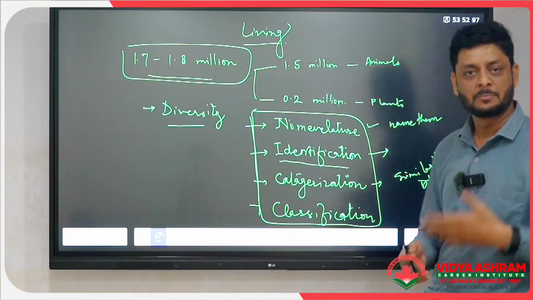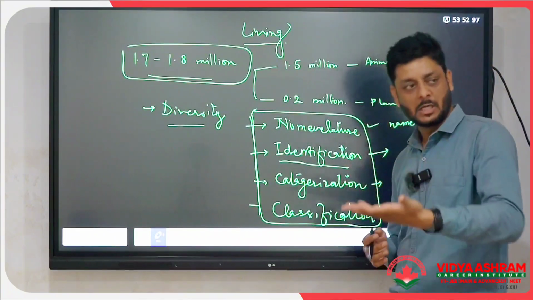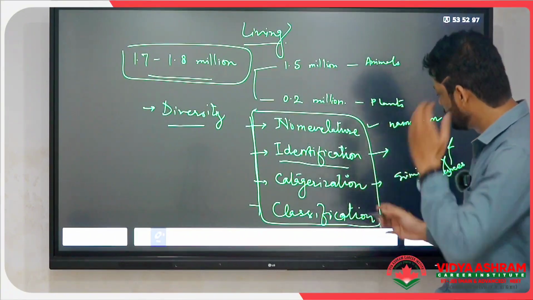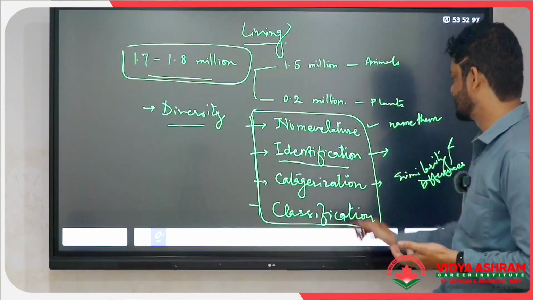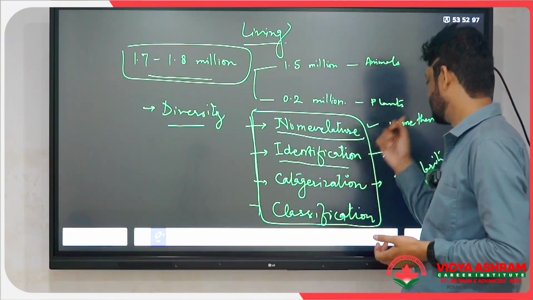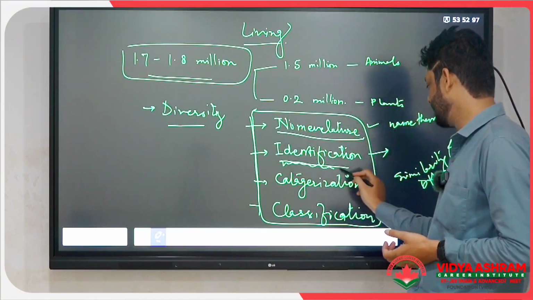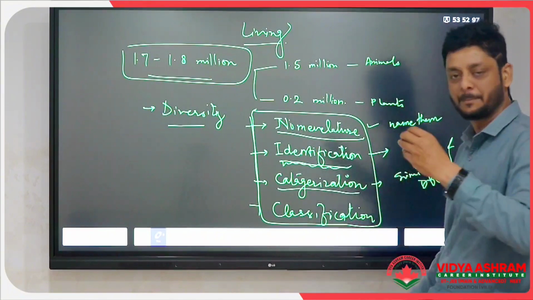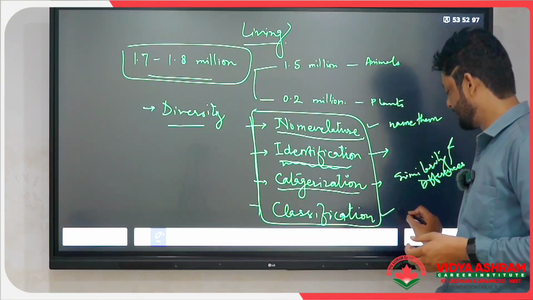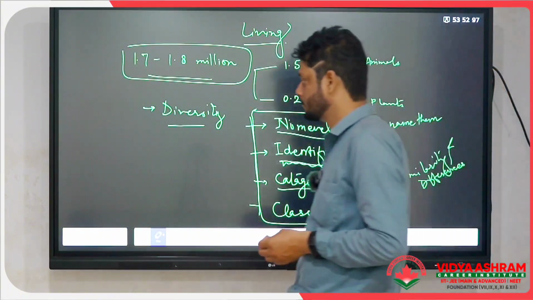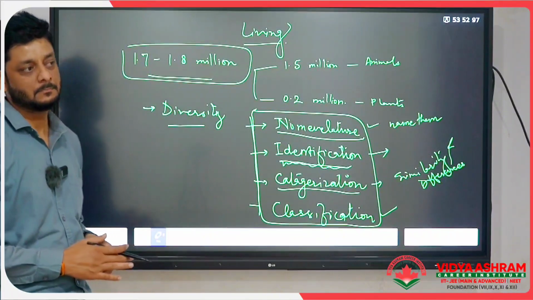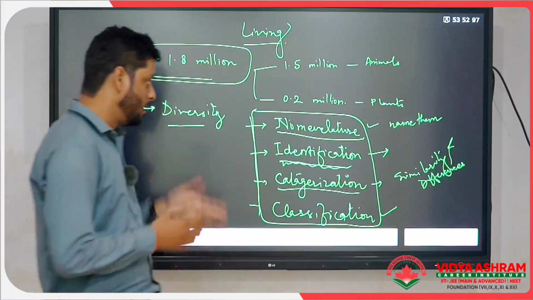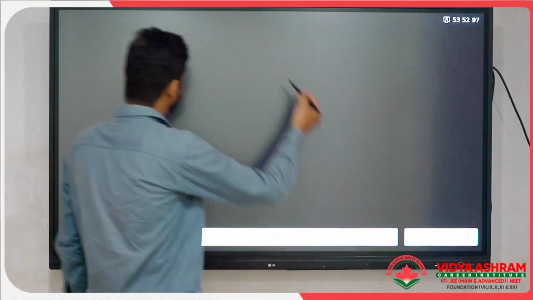To understand them, to teach, to read and to study about them, we need to do four major things. What have scientists done? They name them, nomenclature. They identify them, they categorize them into a particular category, and then they classify them. That is what the living world told us. Let us talk about the nomenclature first.